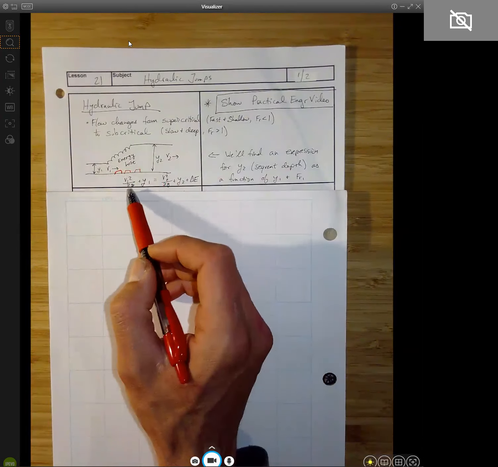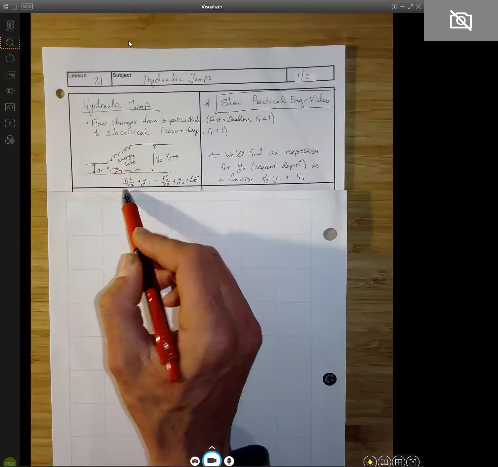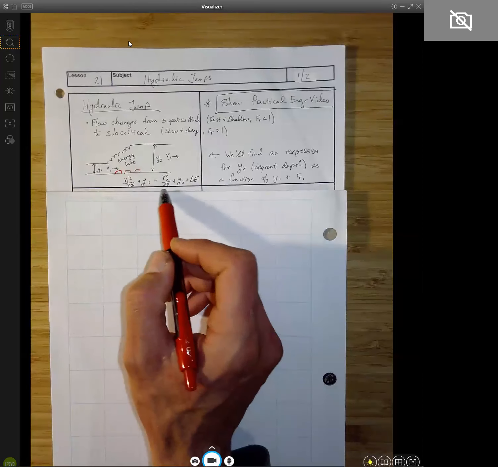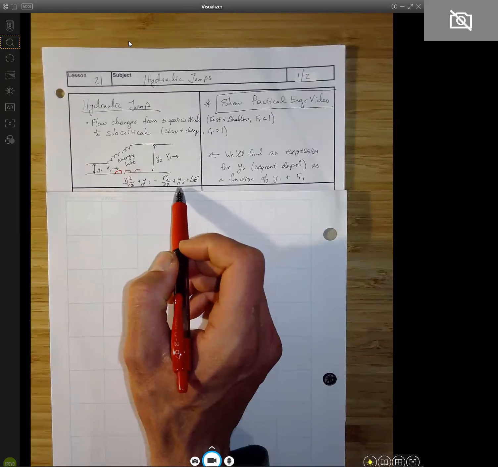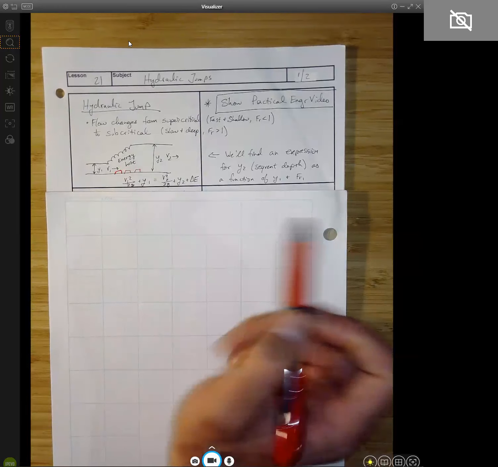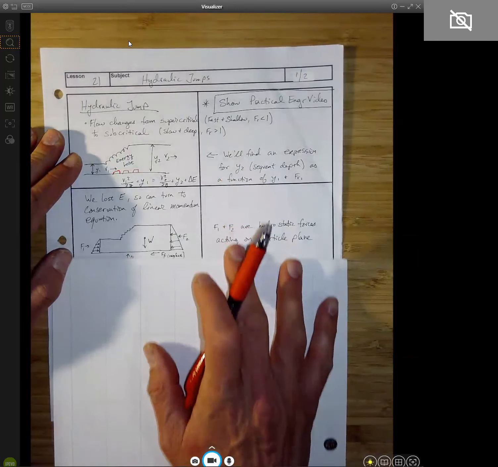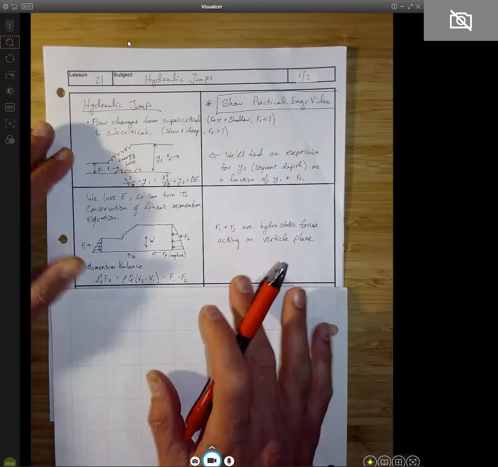And if we write the specific energy equation for point 1, we have V1 squared over 2g plus the depth at point 1. And that's going to equal the velocity squared over 2g at point 2 plus the depth plus some delta E. We don't know what delta E is. That's one of our challenges. So we lost energy.